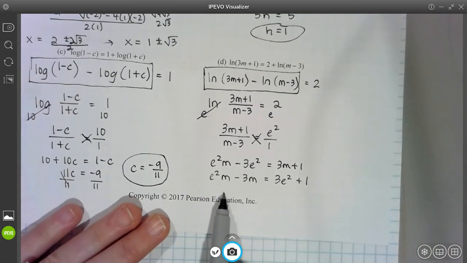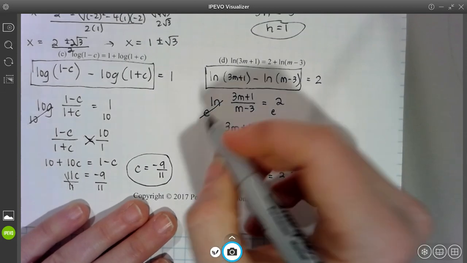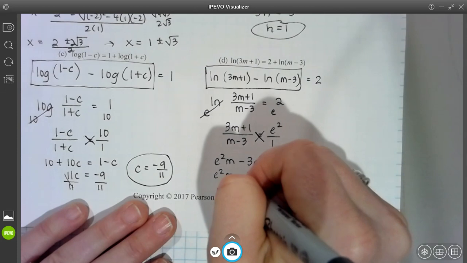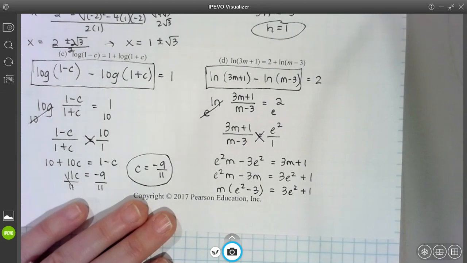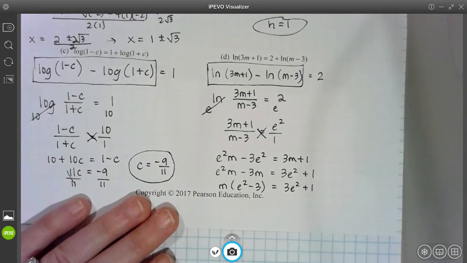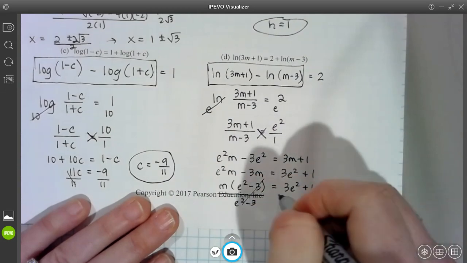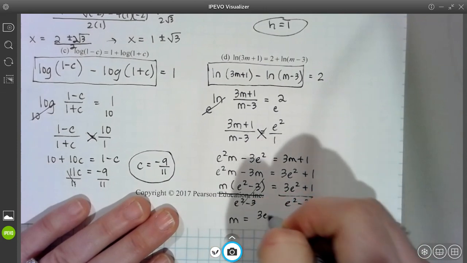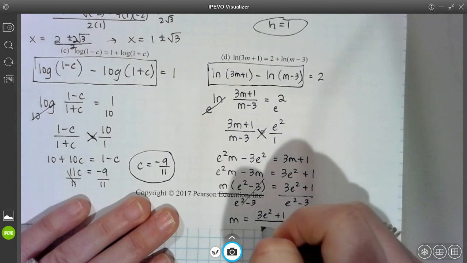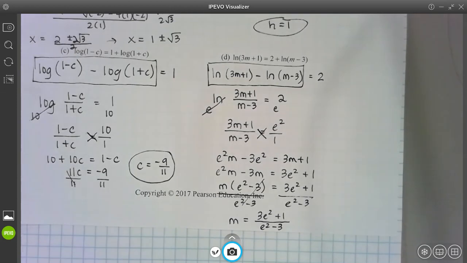All right, by putting all of your m's on one side, they now have a common factor of m that you can factor out. So factor out an m. And then just divide both sides by e squared minus 3. And your exact answer is 3e squared plus 1 divided by e squared minus 3. And we would never cancel our e squareds over all of this addition and subtraction. So that is your simplified final answer.